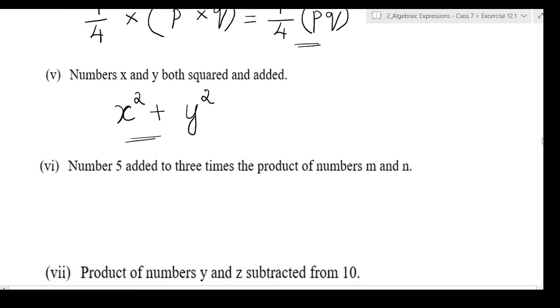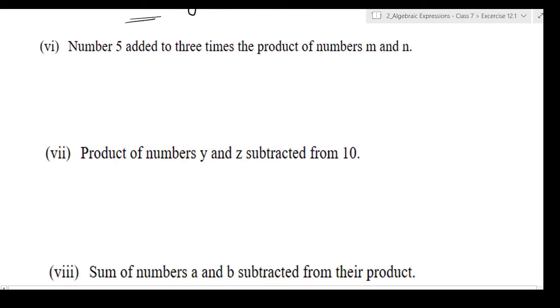The next one is number 5 added to. So what you're doing? Number 5 added to what? 3 times. Times means multiplication. 3 times of what? The product of the numbers m and n.